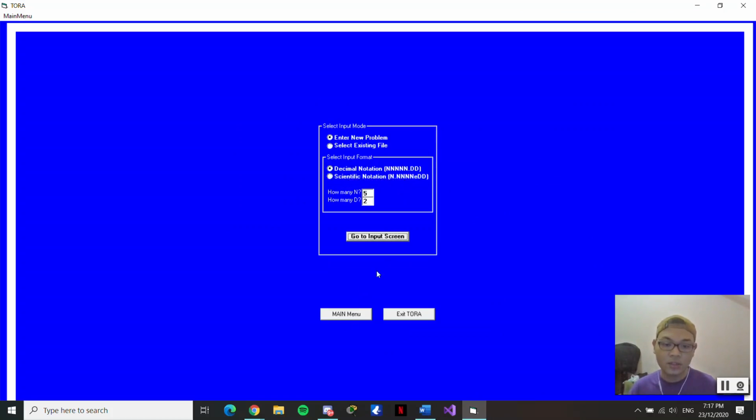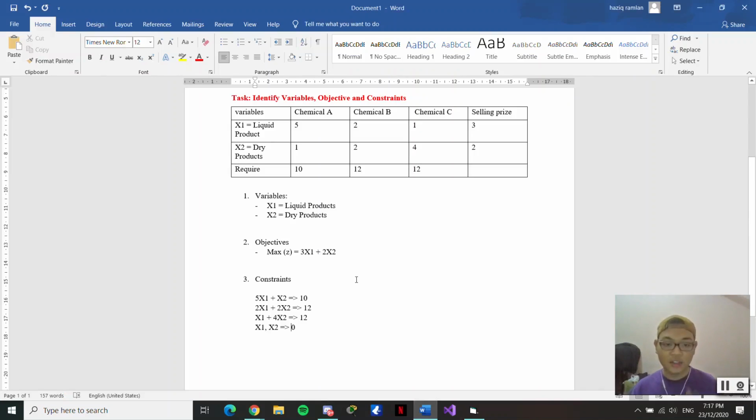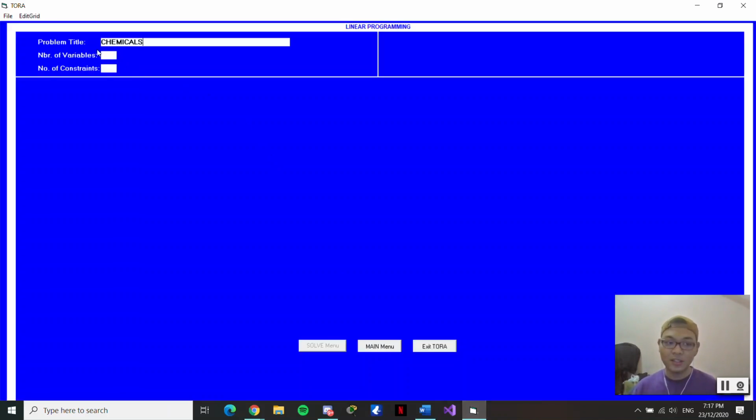Okay, so I'm just going to go to the input screen. For the title, you can just put whatever it is. I'm just going to go for chemicals. How about that? For the number of variables, as you can see over here, it literally says 2 variables that we found. So we're just going to put the number of variables as 2.